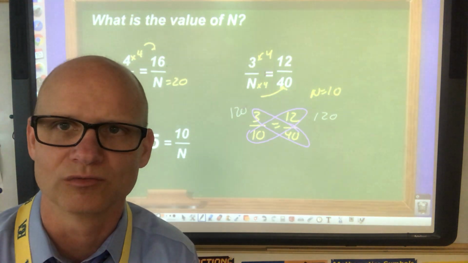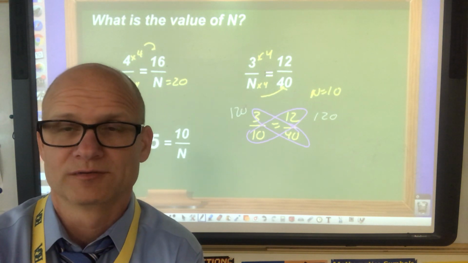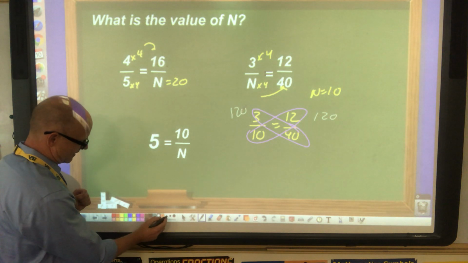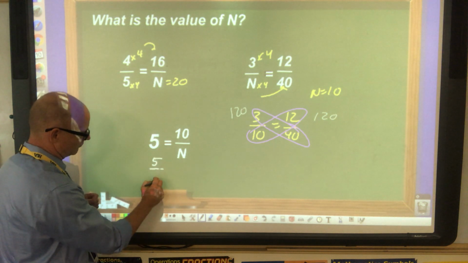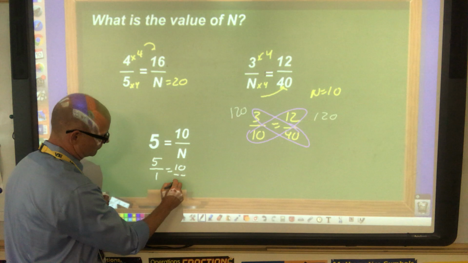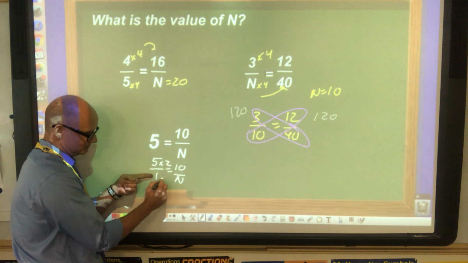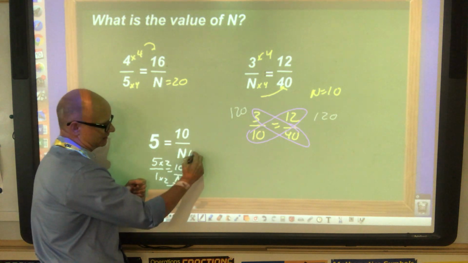And then the next one here, this is a little tricky, but 5 equals 10 over what? Some of you guys probably already know. But if you don't know, think about 5, if you have 5 whole, that's really 5 over 1. Well, that equals 10 over what number? Well, 5 times what is 10? 2. So 1 times 2. So what is n? n is 2.